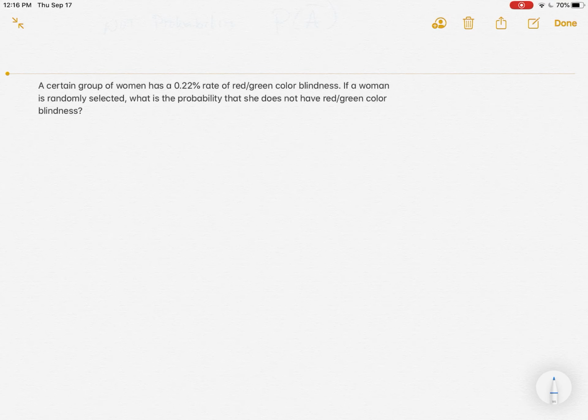So it says a certain group of women has a 0.22% rate of red-green color blindness. If a woman is randomly selected, what is the probability that she does not have red-green color blindness? And so I chose this problem pretty specifically because it was in the homework and it has a high potential of a small mistake. So let's take a look at the probability that a woman has red-green color blindness.